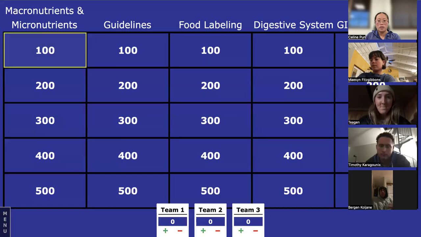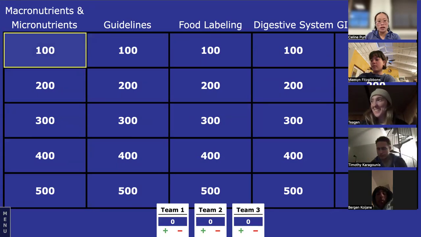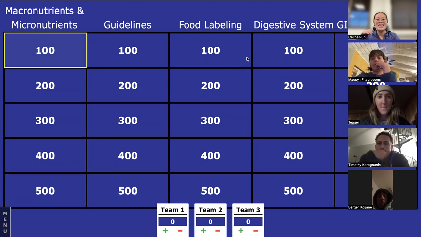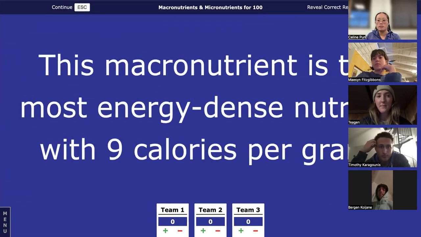We're going to be playing a Jeopardy style review session. We're going to ask a question and you just have to identify the terminology or meaning. I'll tell you the definition and you'll identify the terminology. You can shout it out or type it in the chat. Let's begin. This section is on macronutrients and micronutrients.